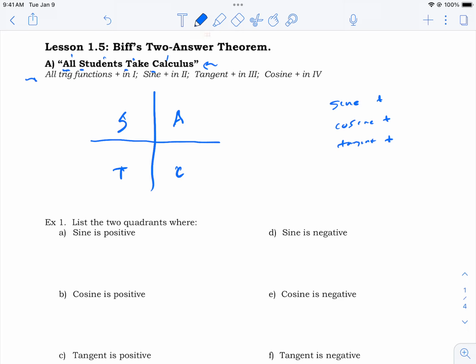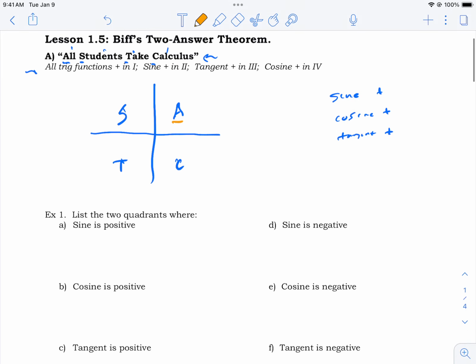And the A is for all, because, and it says it right here, all trig functions are positive in the first quadrant. The S is for sine, because the sine is also positive in the second quadrant. The T is for tangent, because the tangent is also positive in the third quadrant. And the C is for cosine. The cosine is also positive in the fourth quadrant.